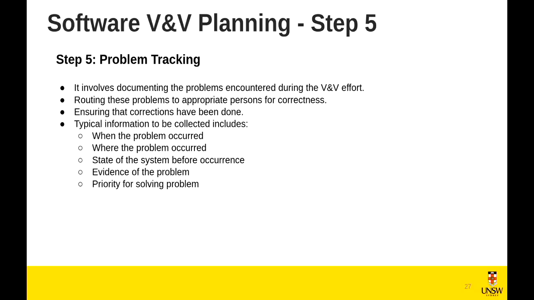And of course, we are interested in where the problem occurred, because we need to locate the bug or vulnerability. And we need to know the state of the system before occurrence. So this is helpful for the developers to debug. And we also need the evidence of the problem. So we need to somehow show that there is such a problem. And the last one is the priority for fixing these problems, because in reality, when you develop software, there could be a lot of bugs or a lot of issues, and you should prioritize the most important ones.